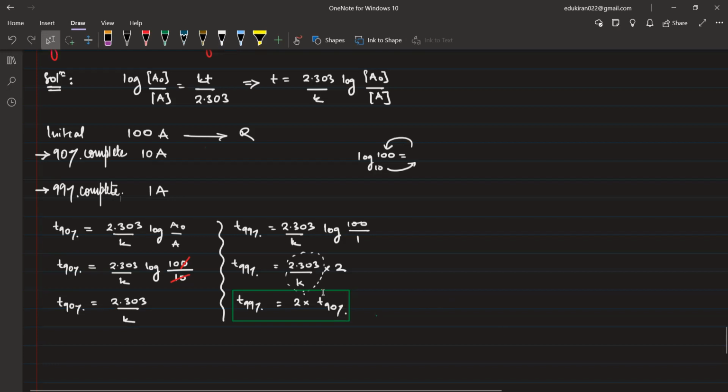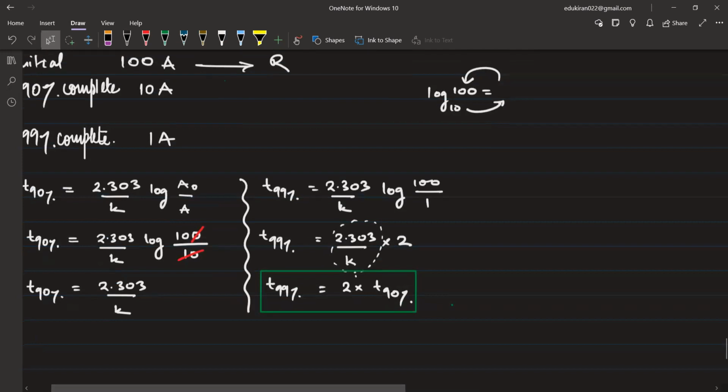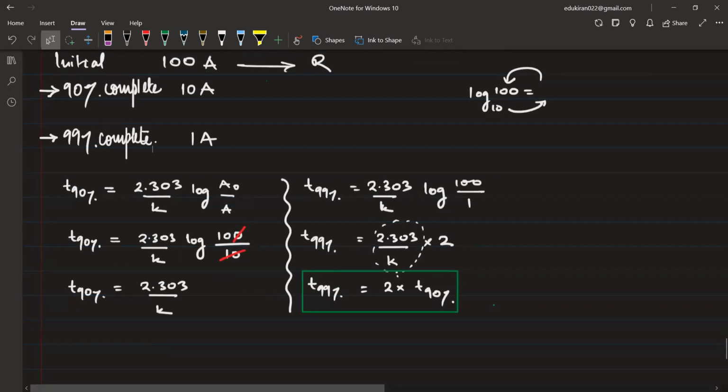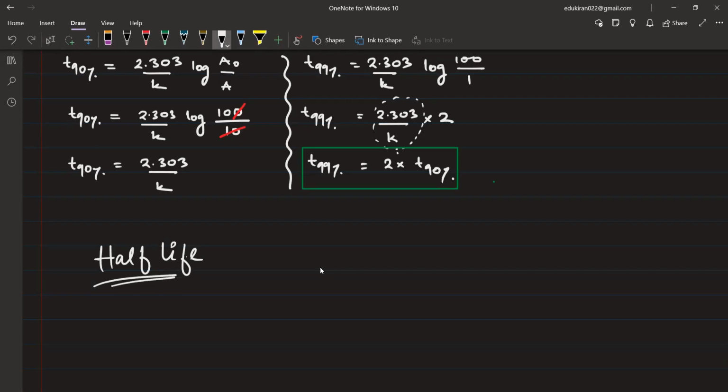So see, that is it for today. We have completed both the reactions, zero and first order reactions. And after this, in the next class, we will be looking at some more problems. And once the problems are done, we will be looking at half-life. Next topic will be half-life. What is half-life? Half-life means the time taken for 50% completion.